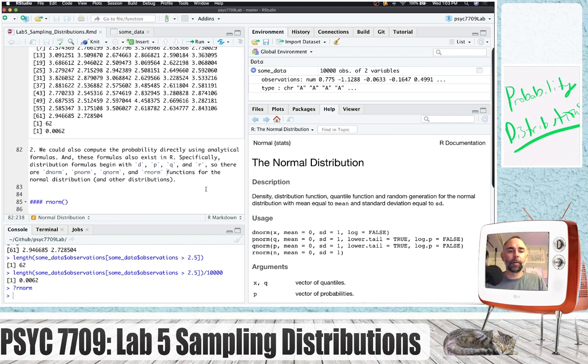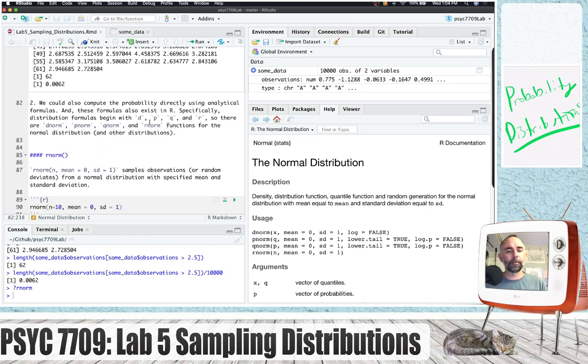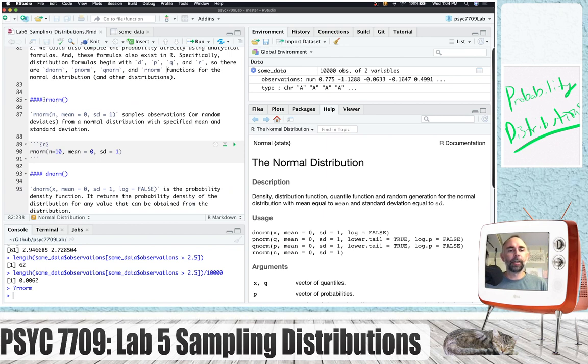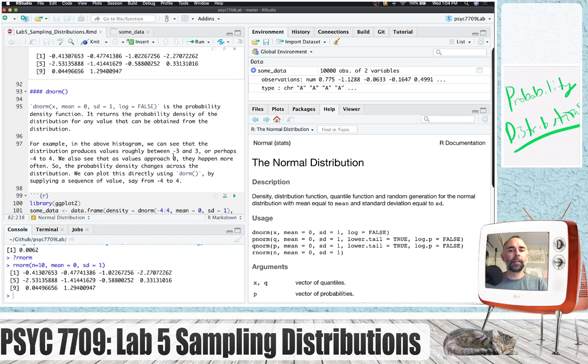I'm going to go through them quickly to show you what they do, and they can help us understand various aspects of the distribution so that we don't necessarily have to conduct these simulations to find out these kinds of answers. So rnorm, we're familiar with, it samples random deviates from a specified distribution. So there we go, we just sample 10 numbers. dnorm is the probability density function for the distribution. You can specify the distribution. In this case, it has two parameters, the mean and the standard deviation. And then you give it an X value.